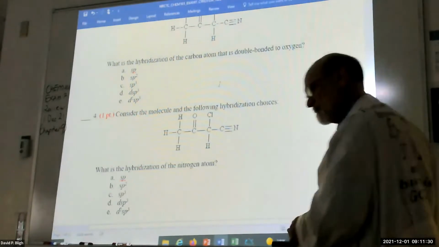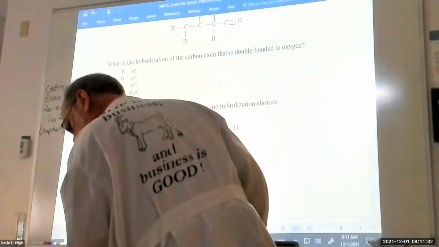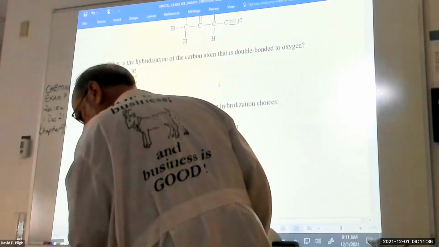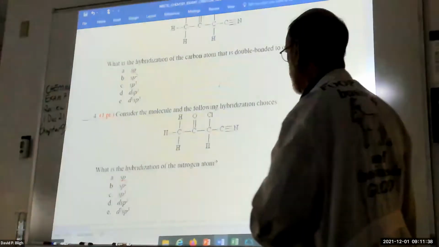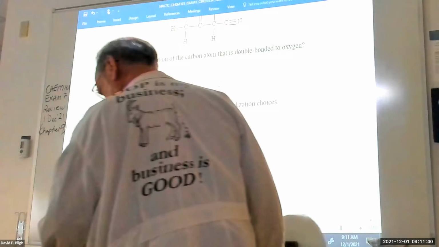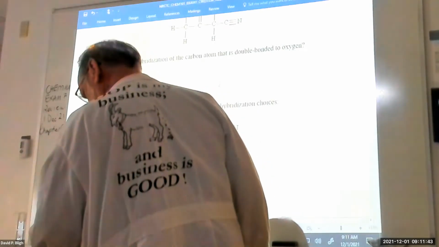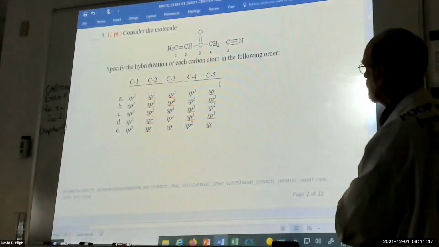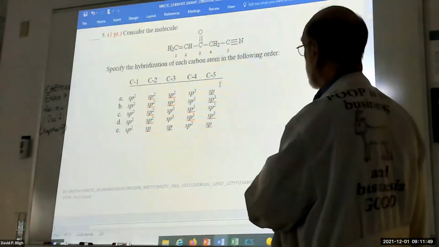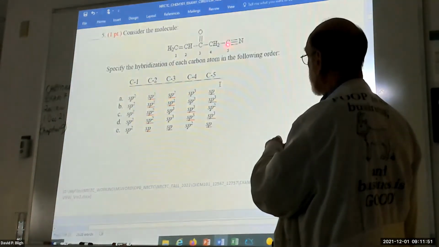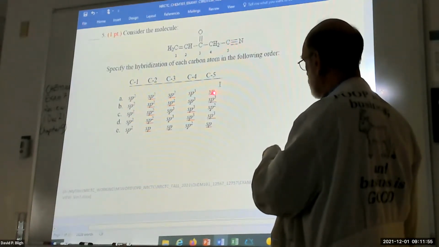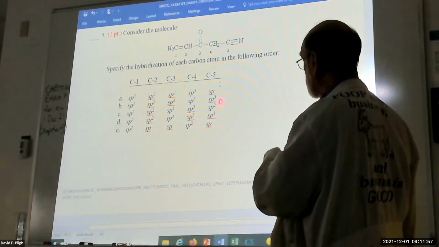Let's see. Now I don't have 5 marked. Oh, we already did it. Hybridization on each of the carbon atoms. 1, 2, 3, 4, 5. Oh, it's a different molecule. Yeah, it's a different molecule. We still have sp hybridization here. So that means it's either this one or this one.